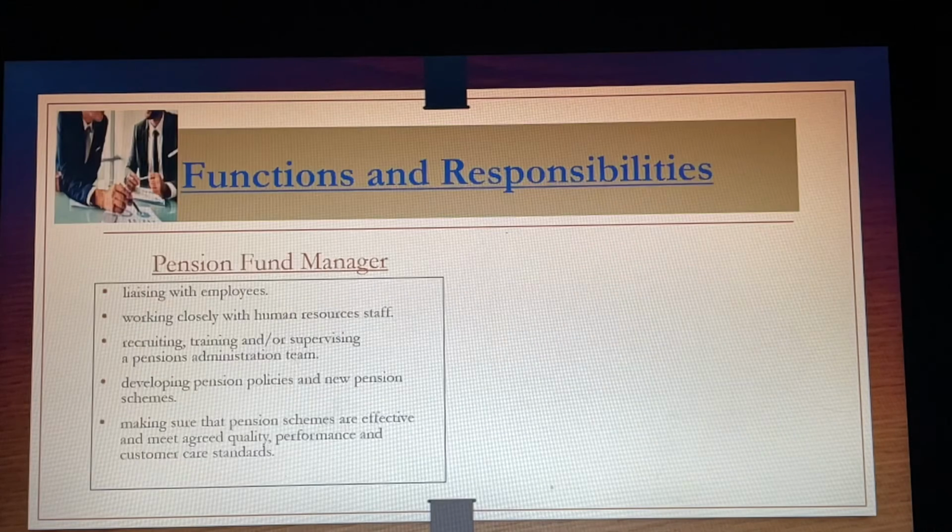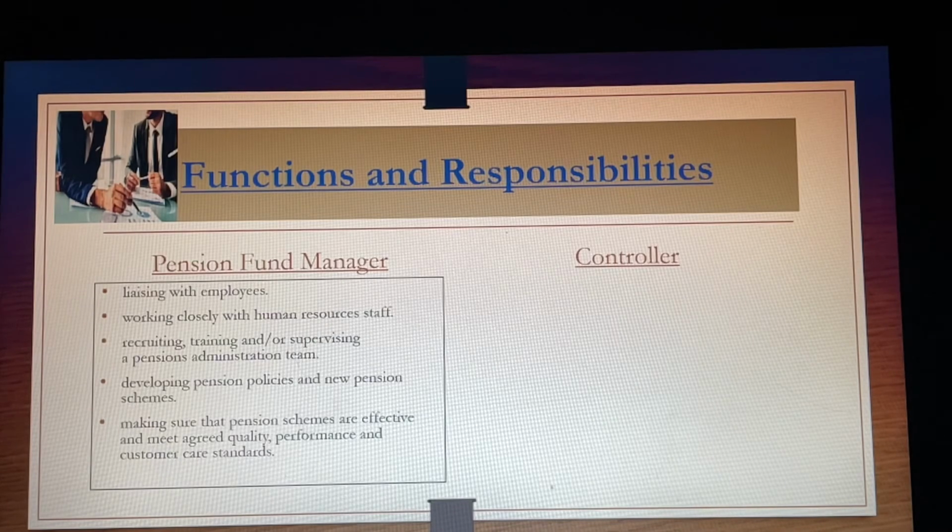So another manager here is called the pension fund manager. The function is liaising with employees, working closely with human resources staff, recruiting, training, and or supervising a pensions administration team, developing pension policies and new pension schemes, making sure that pension schemes are effective and meet agreed quality, performance, and customer care standards.